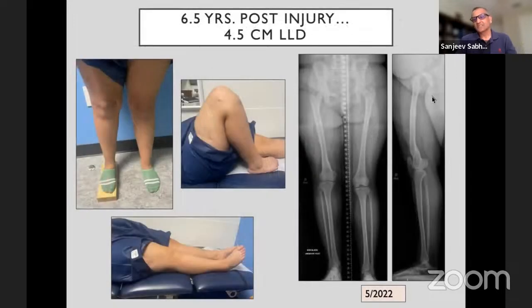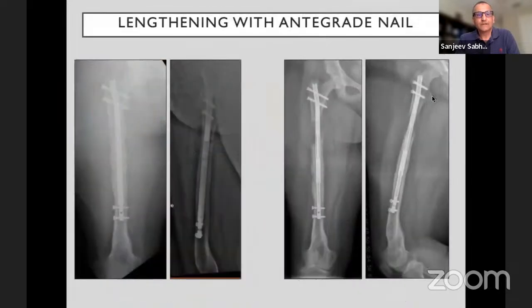And then she disappeared for a few years. So she comes back when she's essentially skeletally mature and is about 4.5 centimeters short. The distal osteotomy is well healed. She's actually well aligned now, and the shortening is all in the femur. So now you can switch gears, and you don't have a contralateral epiphysiodesis option. Even back then, she didn't want that. So you do an antegrade lengthening with a nail.